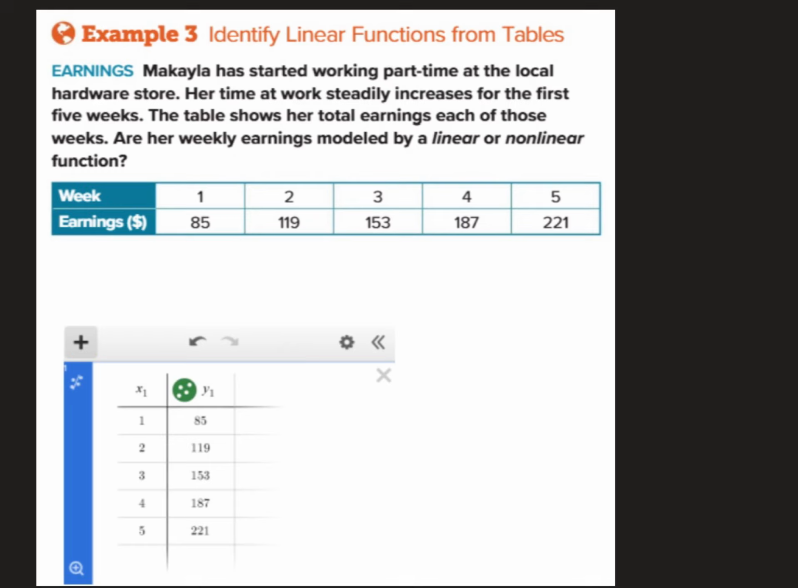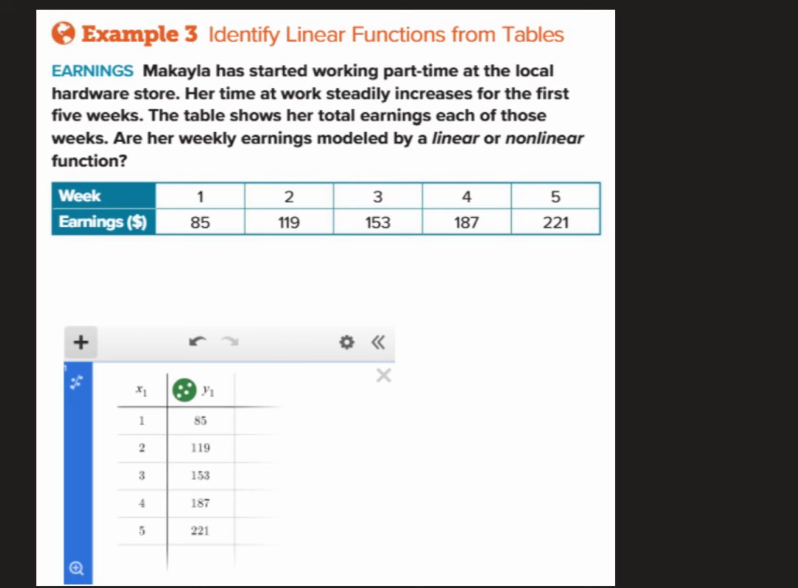For the next example, this says it's a real-world problem. We are looking at this word problem saying Michaela has started working part-time at the local hardware store. Her time at work steadily increases for the first 5 weeks. The table shows her total earnings each of those weeks. Are her weekly earnings modeled by a linear or a non-linear function? So, let's look at the table.